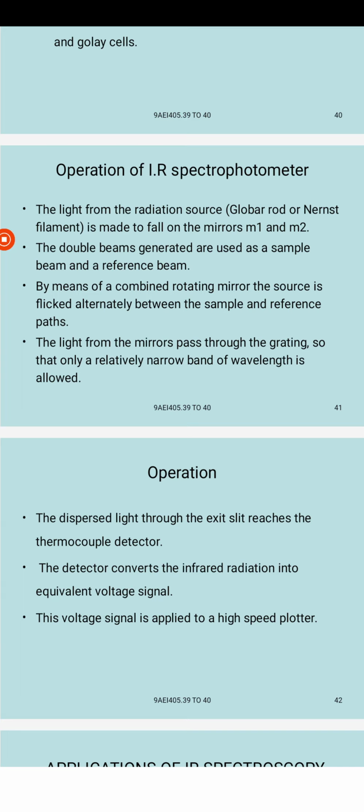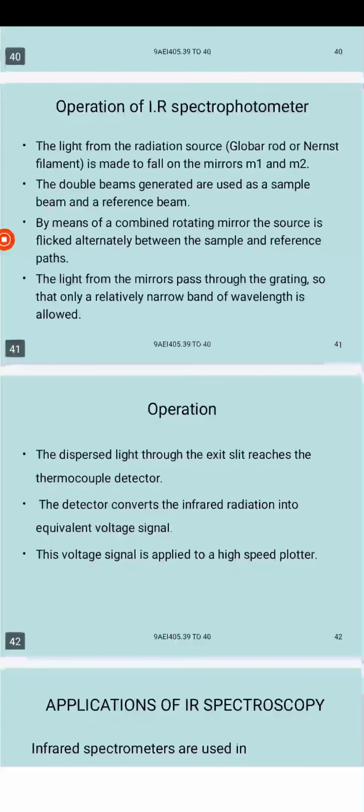The light from the radiation source is made to fall on the mirrors M1 and M2. Here the radiation sources used are globar rod or Nernst filaments. The double beam generators are used as a sample beam and reference beam. By means of combined rotating mirrors, the source is flicked alternately between the sample and reference paths. The light from the mirrors passes through the grating so that only a relatively narrow band of wavelength is allowed.